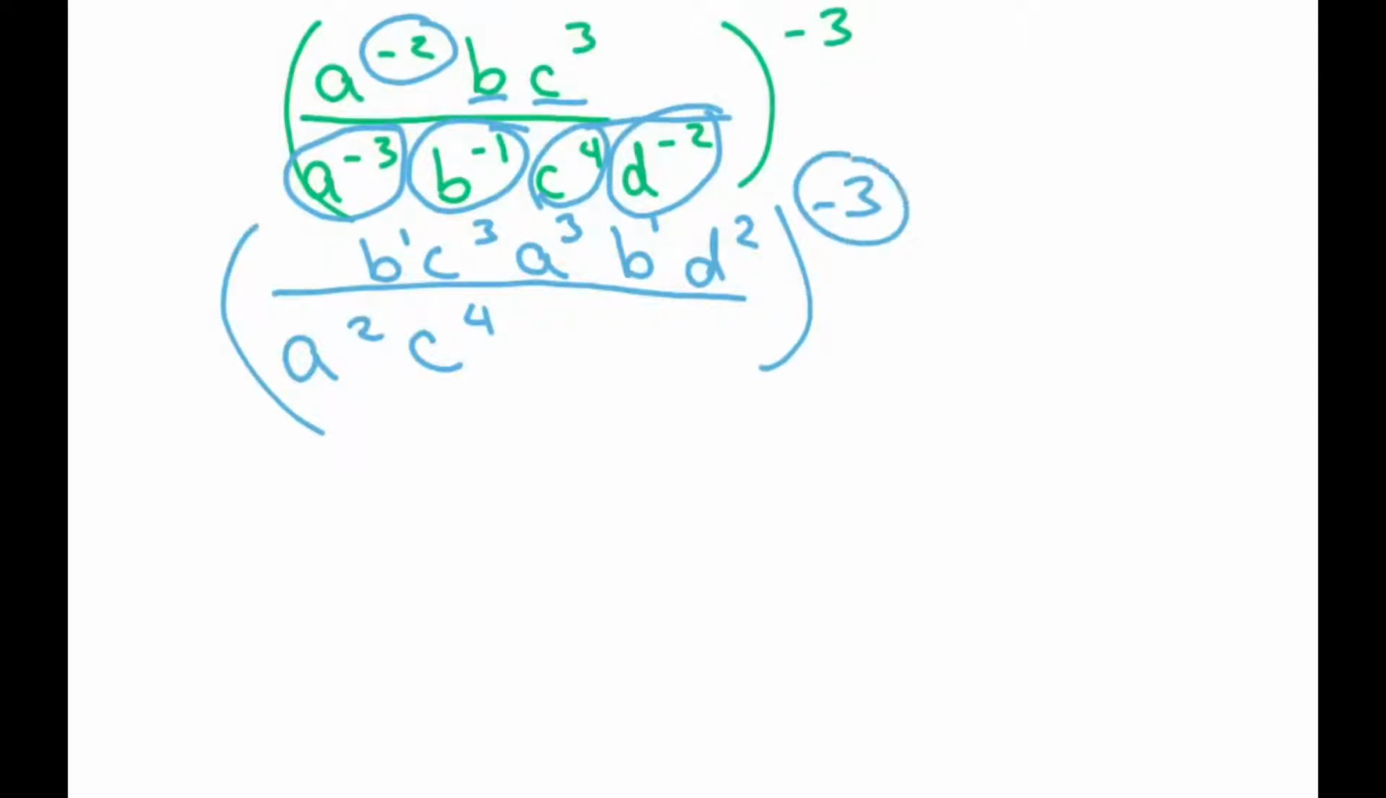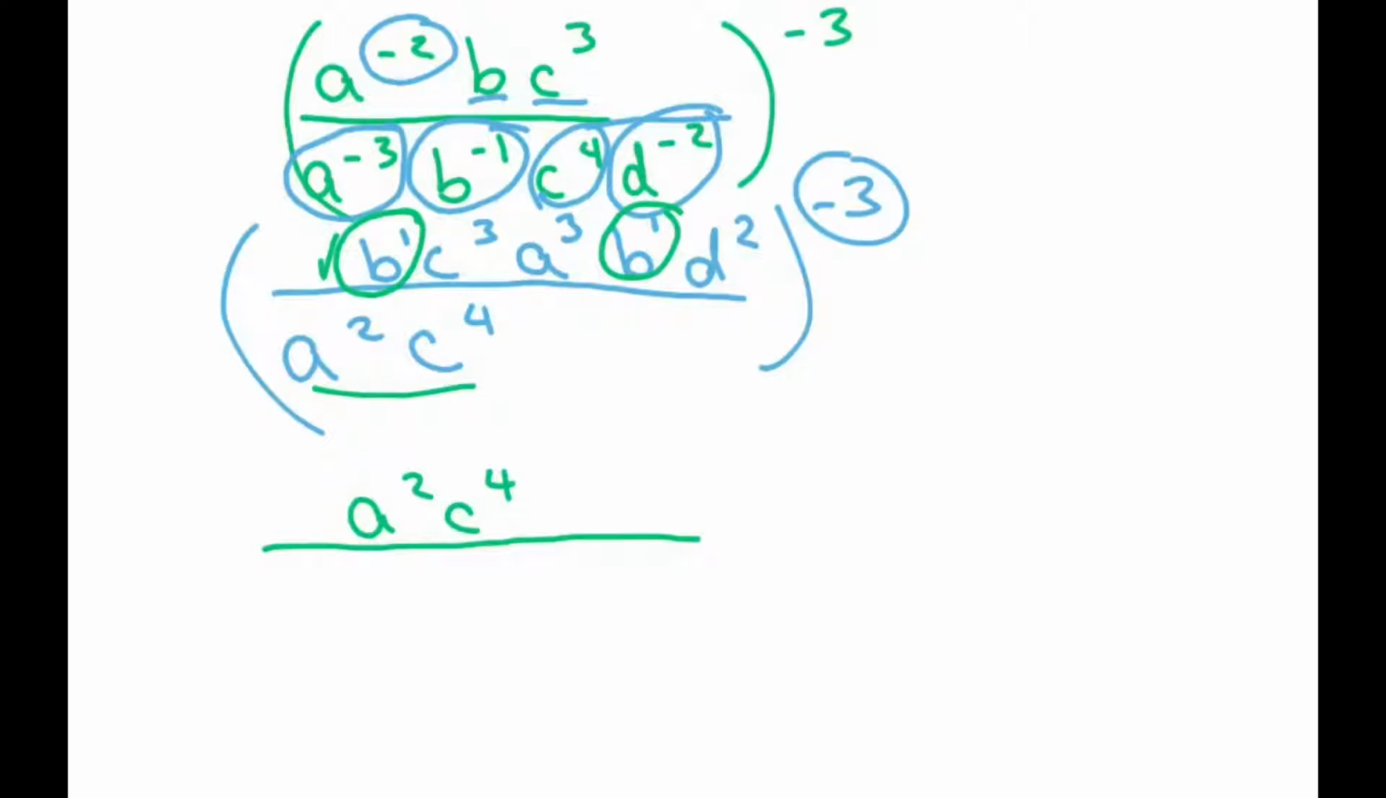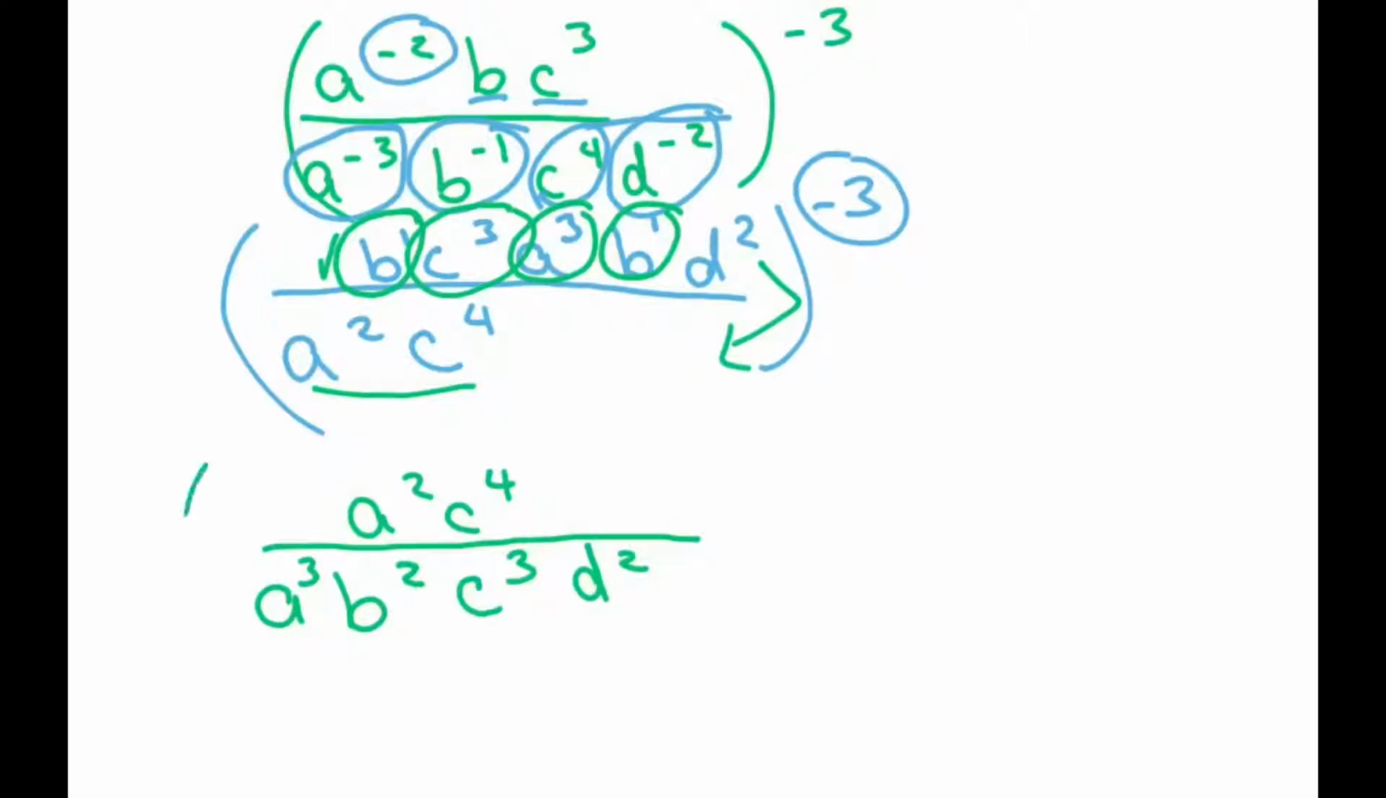Now, we still have this negative 3. Well, with this negative 3 here, all you're going to do is flip the numerator and the denominator. So I'm going to write this a squared c to the fourth in the numerator. And I'm going to write this part in the denominator, and I'm also going to combine my exponents. So I have b to the first, b to the first, so that would be b squared. I also have a cubed. I'm going to put him in front here. Then I have c cubed, and I have d squared. So all I did was flip these two. Now we have the cube.